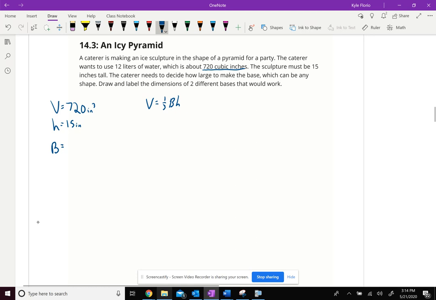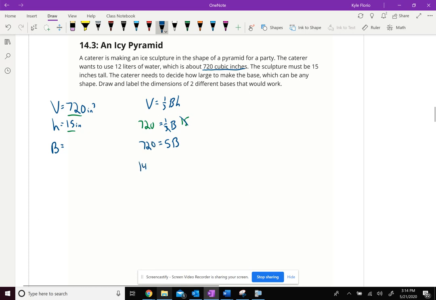to work. So I know that the volume is 720, and that's going to equal 1/3 the area of the base times the height, which we know is 15. So solving this, I'm going to simplify the right-hand side first. 15 divided by 3 is 5. So 5 times the base is 720. Divide both sides by 5.